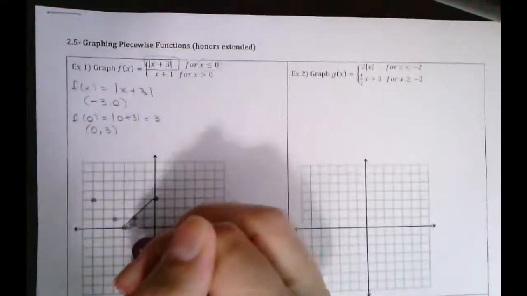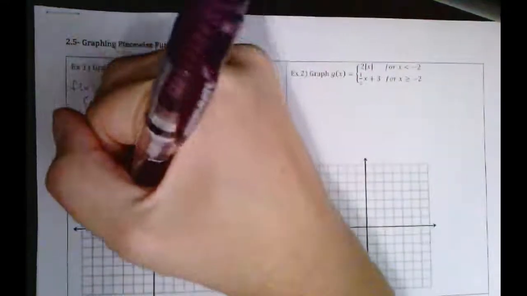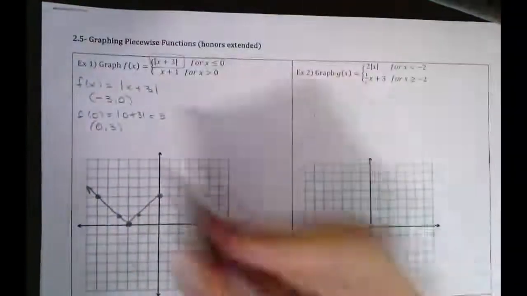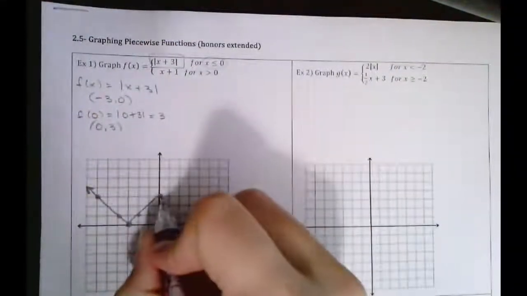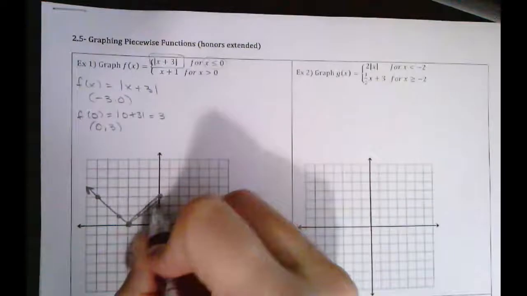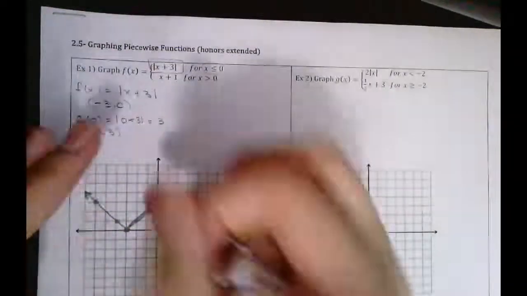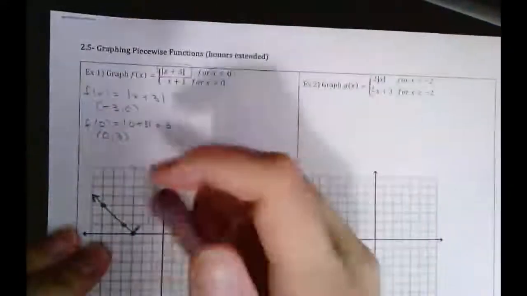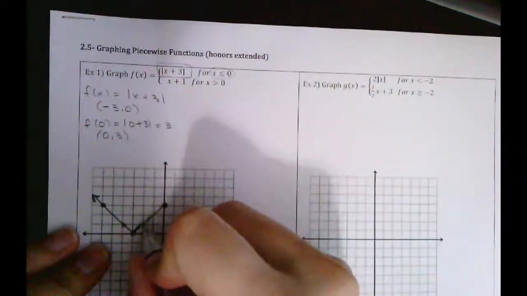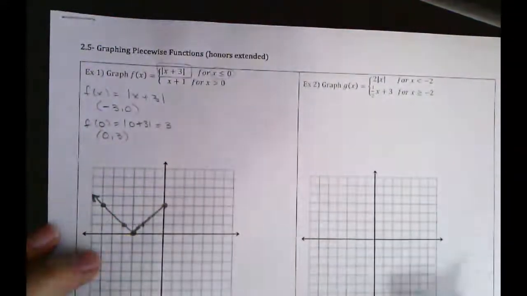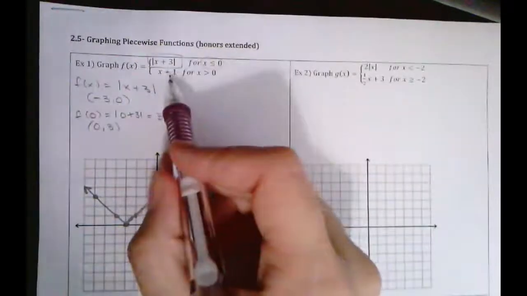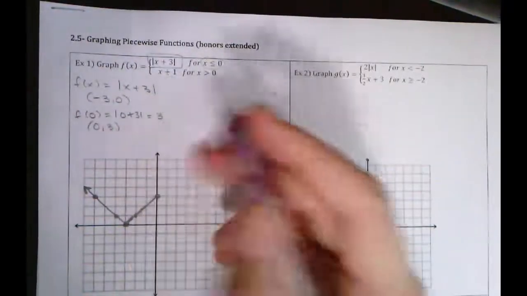So our v looks like this. It's not going to go past this point, okay, but it is going to continue forever that way. Use a ruler. Okay, and then for the second part of the function, this is just a line.